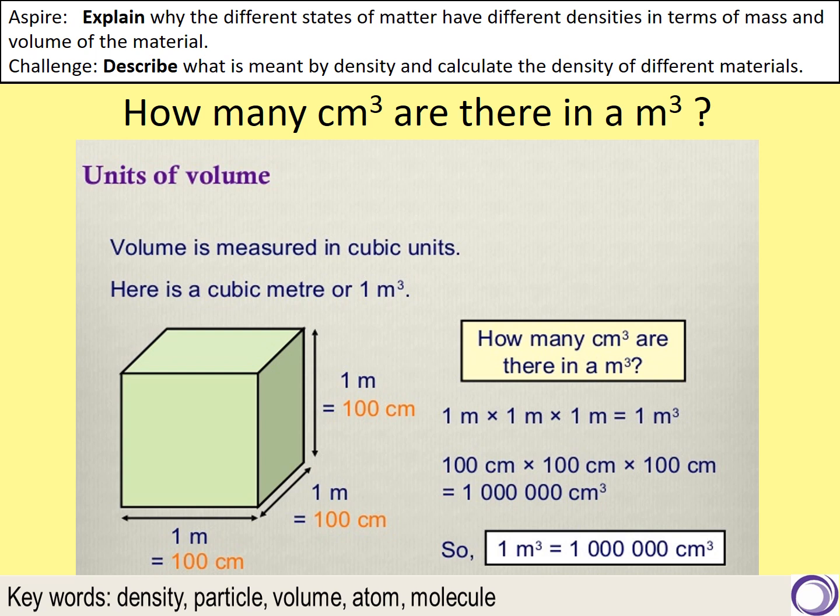Because remember, when you are doing volume, you have to multiply the base times the width times the height. So let's have a look at this cube at the bottom here. If it's a metre by a metre by a metre, then that would be a metre cubed. If you wanted that in centimetres cubed, then you would do 100 centimetres times 100 centimetres times 100 centimetres. So actually 1 metre cubed is 1 million centimetres cubed. So don't let that trick you in any of the exams. Make sure you work it out properly and carry it out the way I've shown you. Otherwise you'll go wrong.